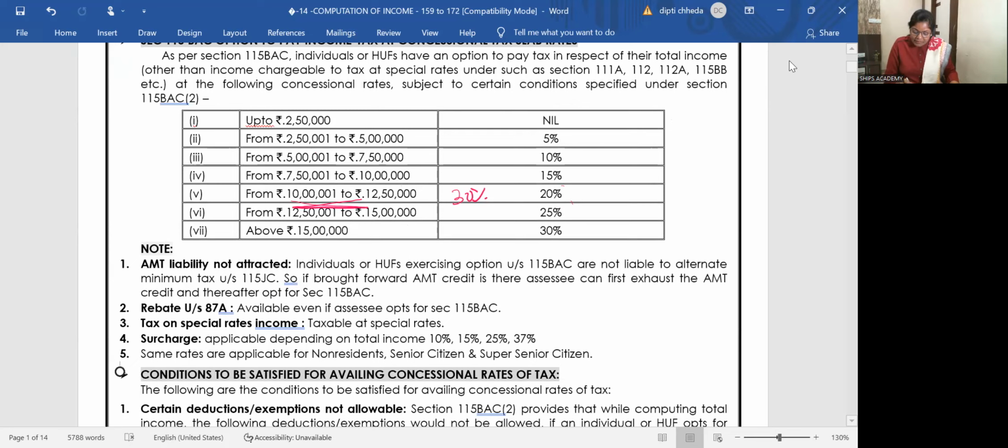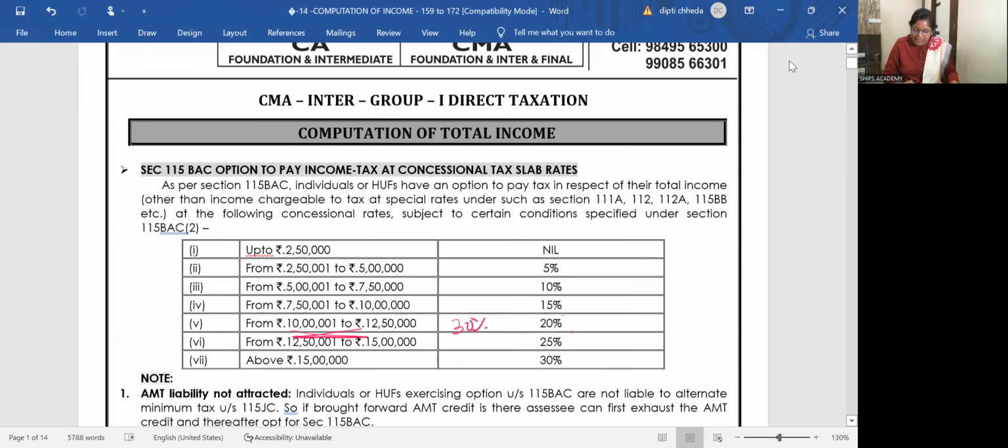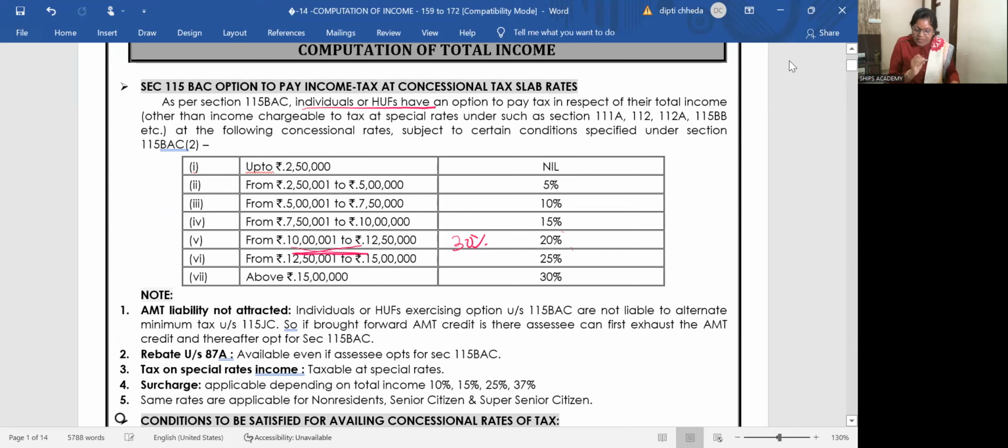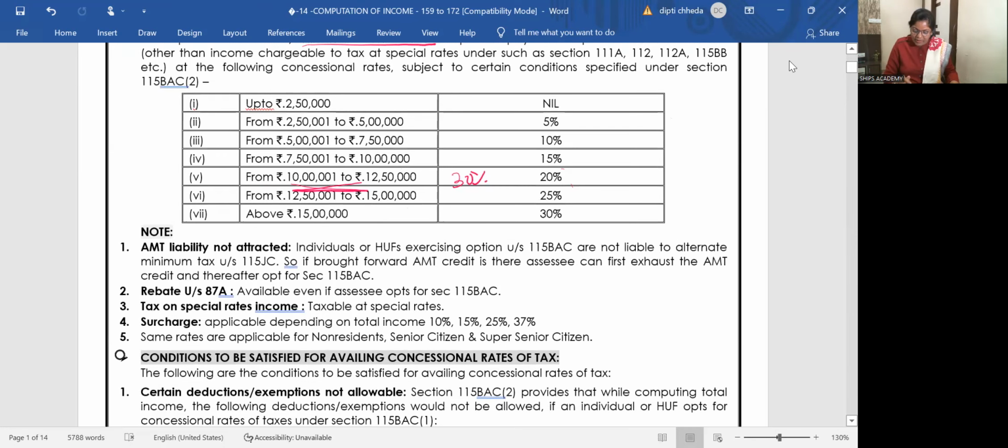Now, this is applicable for individuals and HUFs. The scheme is applicable for individuals and HUFs. Some more conditions, let us see. Individuals and HUFs, if they exercise option under 115BAC, are not liable to pay alternative minimum tax, which you are liable to pay at 18.5% minimum. In case of other than companies, there is a way to calculate alternative minimum tax, with some conditions. So if you go to AMT, this is not applicable.